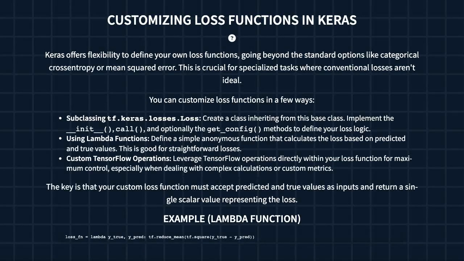Let's talk about customizing loss functions in Keras. It's a really powerful feature. You don't always have to stick with the built-in options like categorical cross-entropy. Basically, you can create your own loss function that's perfectly suited for your specific problem. There are a few ways to do this. You can subclass the tf.keras.losses.Loss class, which gives you full control over initialization and calculation, or you can use lambda functions. These are great for simple losses where you just want a quick way to calculate the error. And finally, if you need really fine-grained control, you can directly use TensorFlow operations within your loss function. The important thing is that your custom loss needs to take predicted and true values as inputs and return a single number representing how good or bad the model's prediction was.